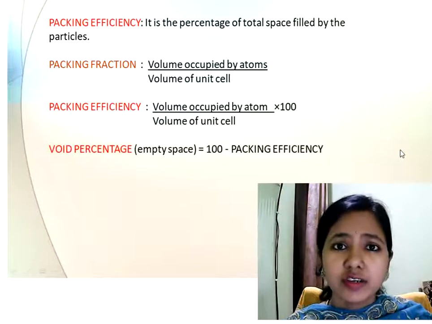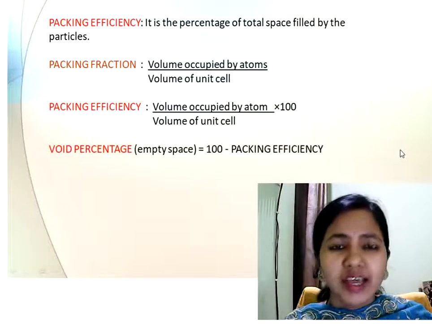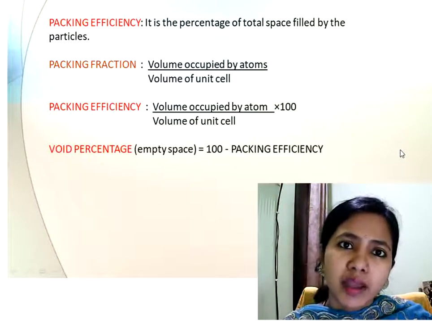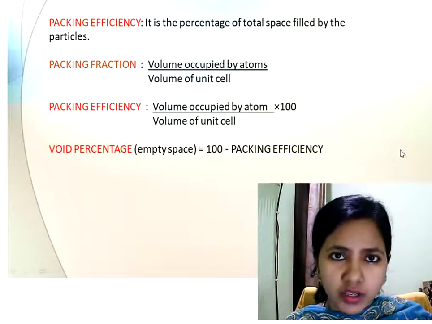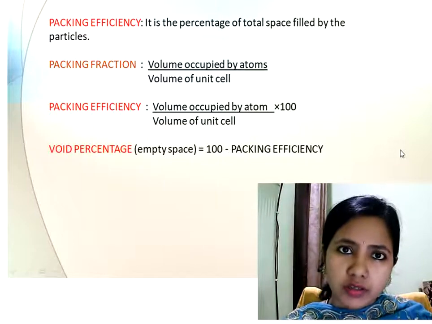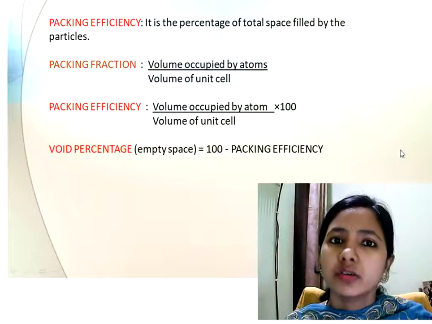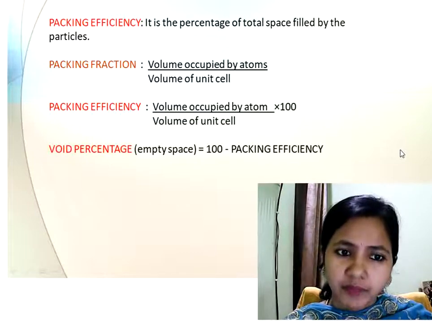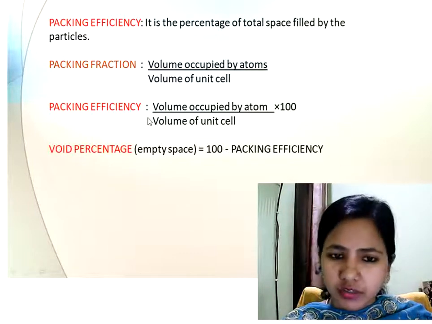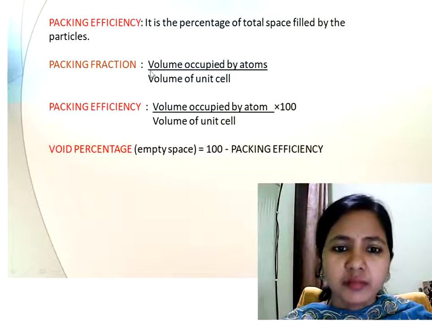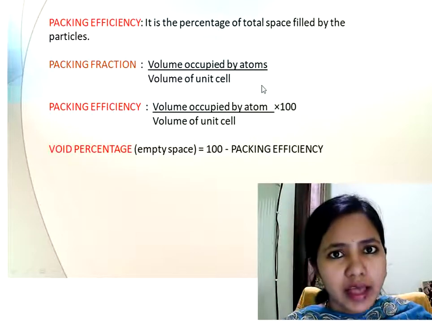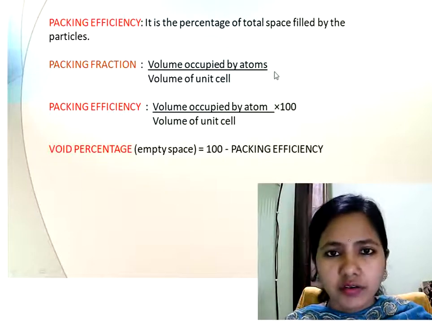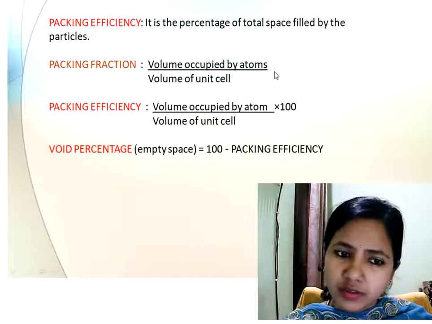How efficient is a crystal? It can be calculated if we know how closely the particles are packed. If they are more closely packed, it means their efficiency is more. If there are more voids, or much vacant space, we can say that the crystal is less efficient, right? Now this is the packing efficiency, and packing fraction is simply the volume occupied by the atoms upon volume of the unit cell. If we multiply this with 100, we get the efficiency of a crystal.